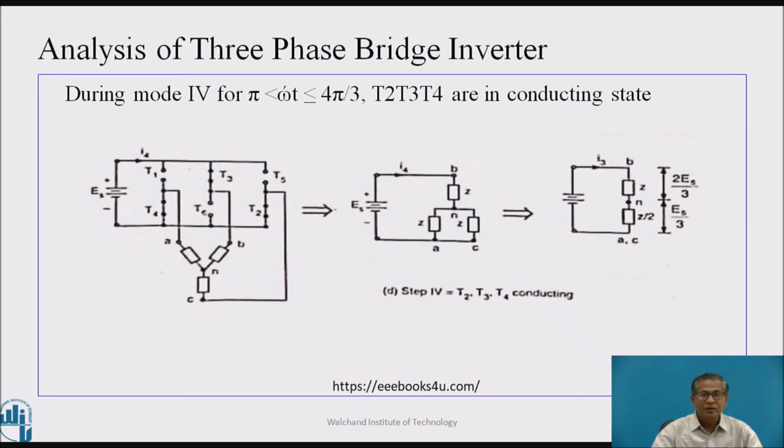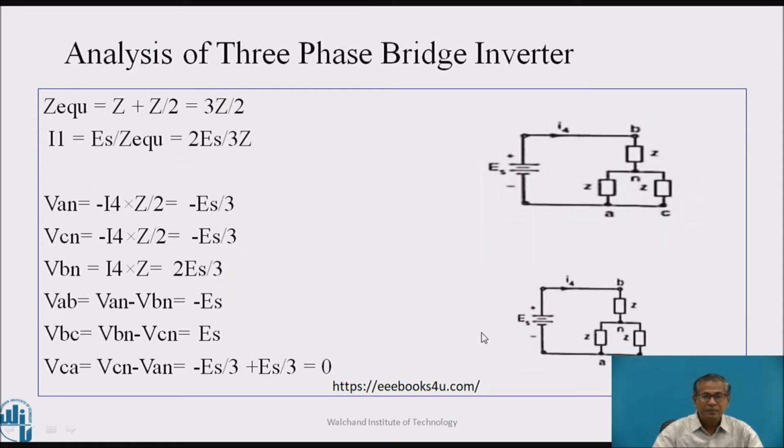Now, during mode 4, omega t greater than pi and less than 4 pi by 3, T2, T3, T4 are in conducting state. Now, this is the equivalent circuit for the mode 4. In this mode 4, Z equivalent is equal to 3Z by 2 and I4 is equal to ES upon Z equivalent, which is equal to 2 ES upon 3Z.